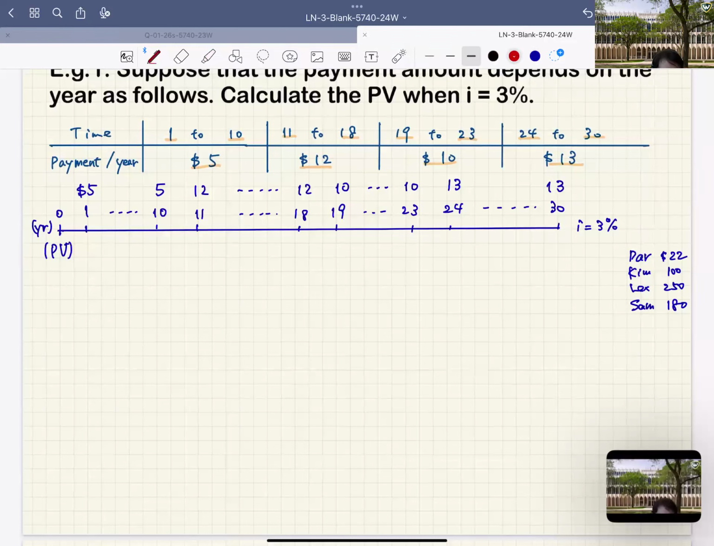Okay, so first we have the 10 payments of $5. So that is $50. And the next maybe 8 payments of $12. 8 times 12 is 96. And next the 19 to 23. So 5 payments of $10. So 50. And at the end, we have 7 payments of $13. So that is $91, right? So that means in total, we have the $287, maybe 187 plus 100, so $287.